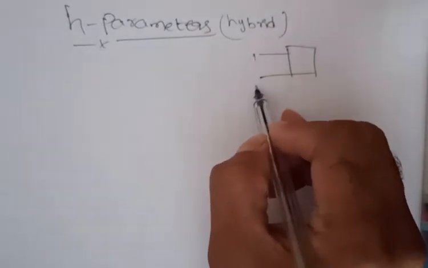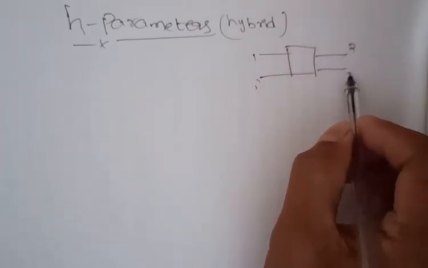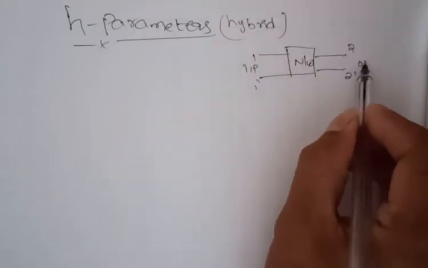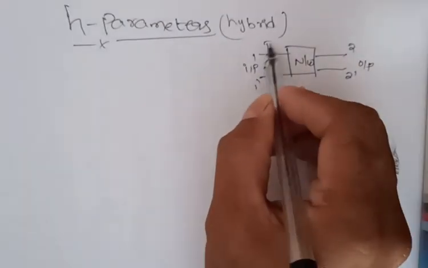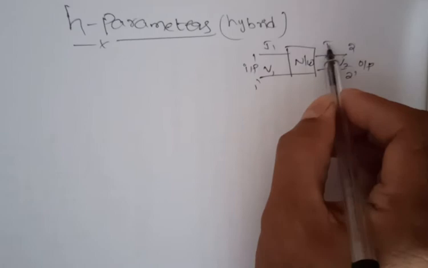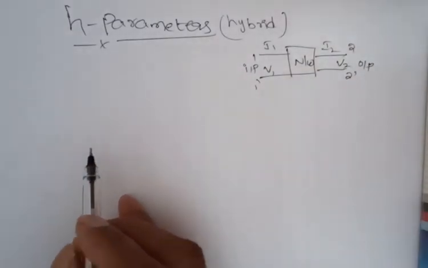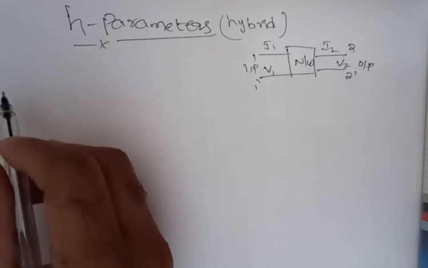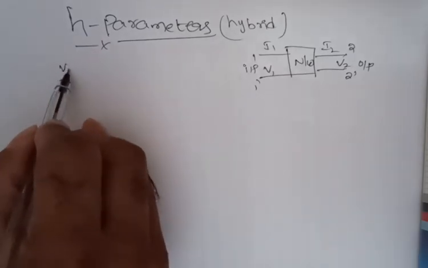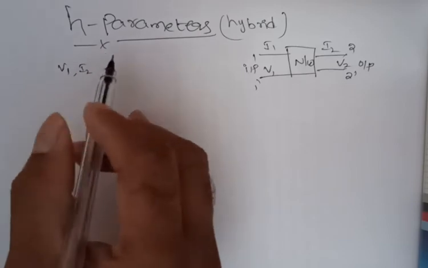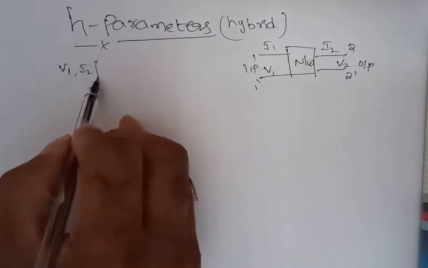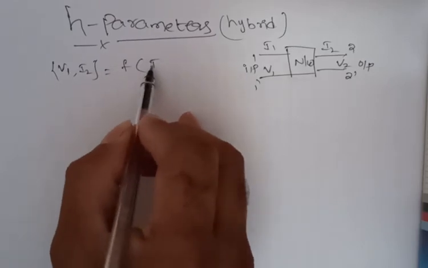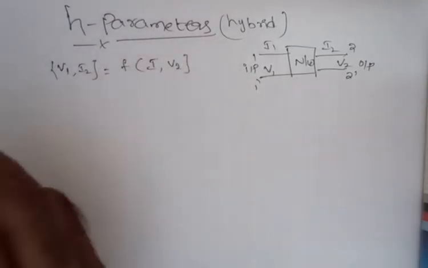Now let us consider one two-port network having 1, 1 dash, 2, 2 dash terminals, and this we can say is the input port and this is the output port. The input voltage is V1, current is I1, output voltage is V2, output current is I2. And we know that for H parameters, V1 and I2 are dependent, so these two variables should be represented as functions of I1 and V2.